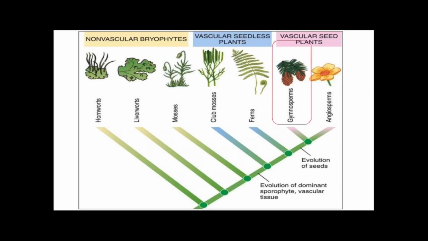As we move up the evolutionary tree, the next most important state change is the evolution of seeds. Both the gymnosperms and the angiosperms produce seeds. We'll first talk about the gymnosperms, and lastly, the angiosperms.